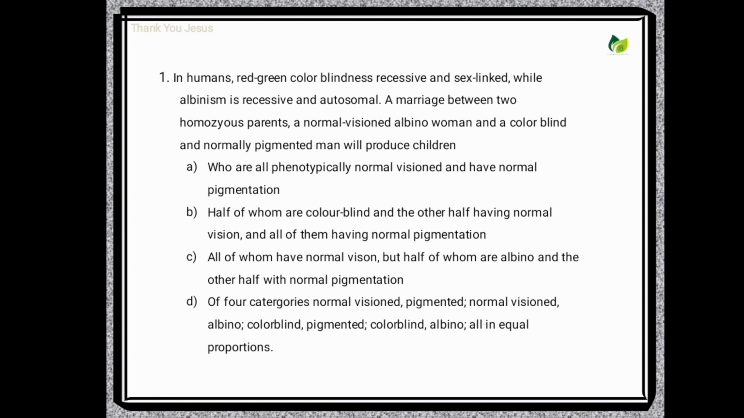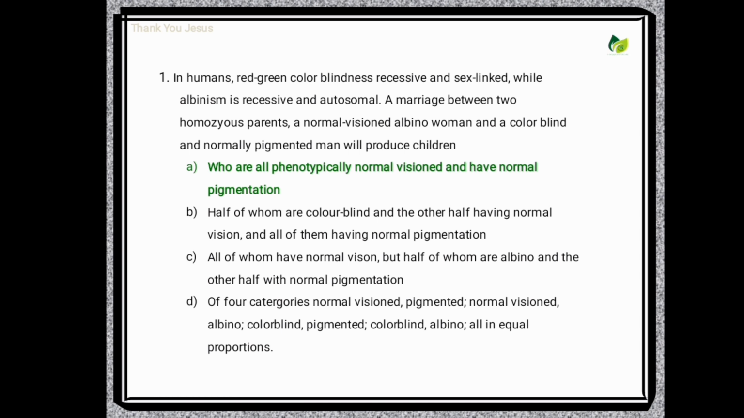So, for this question, the correct answer is the first one, who are all phenotypically normal visioned and have normal pigmentation. I have explained this question in the previous video in detail. For the full explanation, I have made a video earlier on genetics. Please watch that video, where I have explained this question in detail.